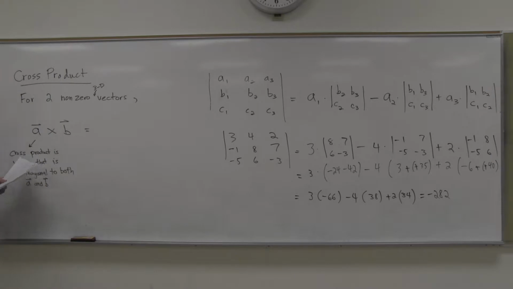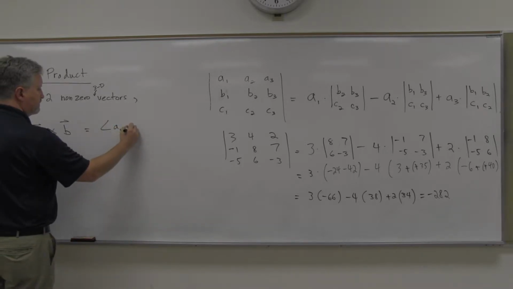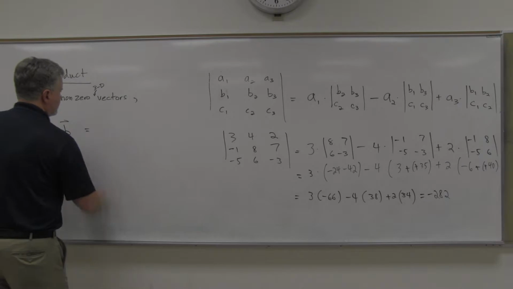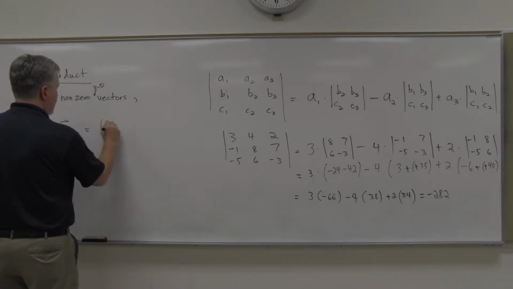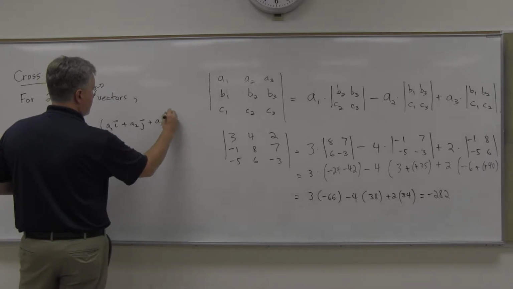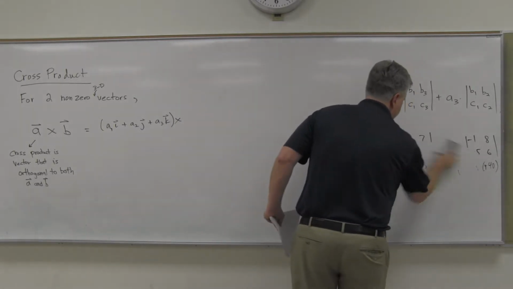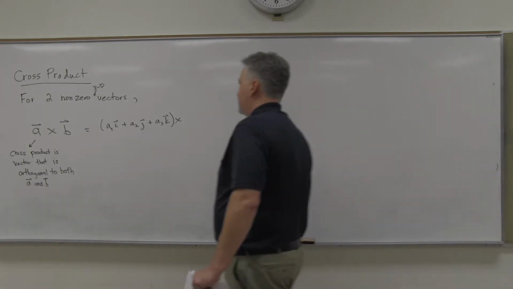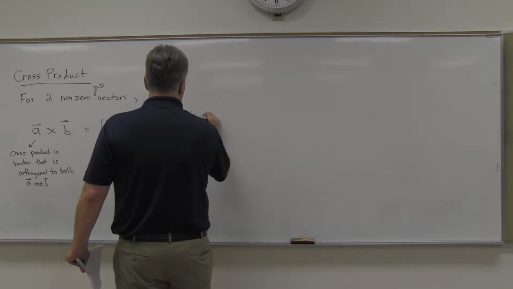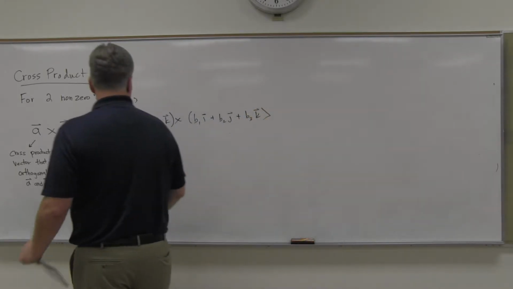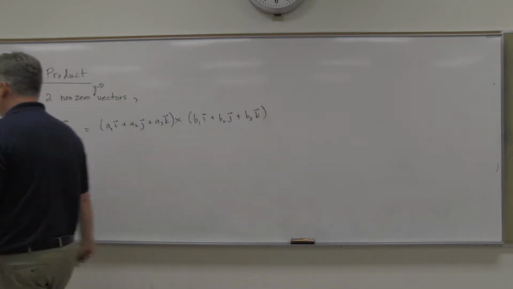So here's what it is. A cross B. We're talking about three-dimensional vectors, so let's do it in IJK form. We have A1 I plus A2 J plus A3 K, crossed with the B vector, so that's B1 I plus B2 J plus B3 K. Just mixing my notations there. Okay, so we're crossing those two.